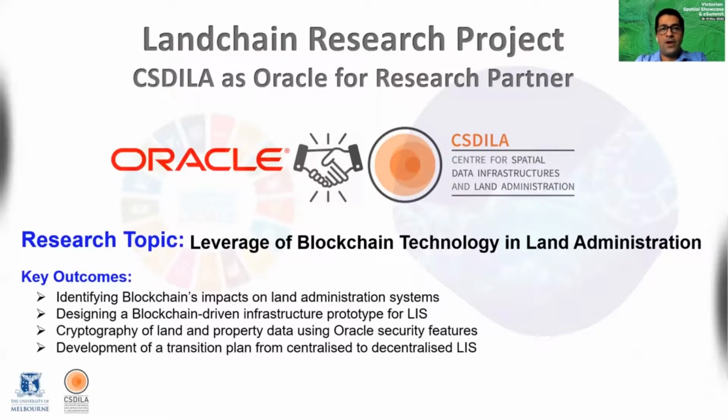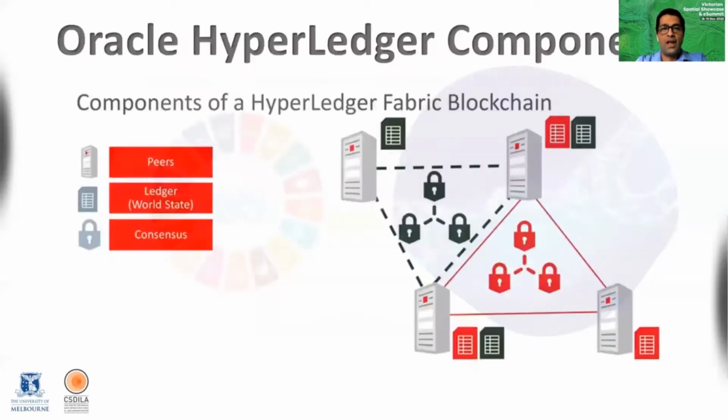Okay, now it's time for Landchain. I'm going to introduce the Landchain research project to you. The Landchain research project is a collaboration between CSDILA and Oracle Corporation to leverage blockchain technology in land administration. The aims of this research are blockchain impact on land administration, designing a prototype for land information systems, cryptography of land data, and finally, developing a plan for transition from traditional systems to blockchain. Oracle blockchain is a Hyperledger Fabric, which is like a private blockchain, and access to the service needs permission. This platform has been used for this research project.